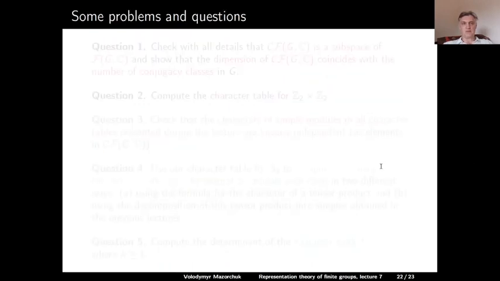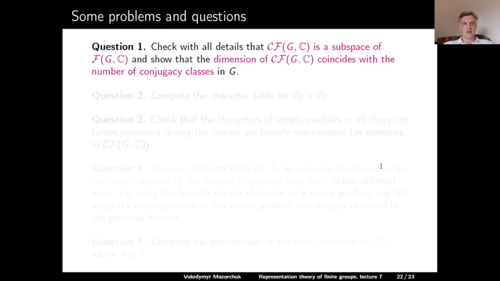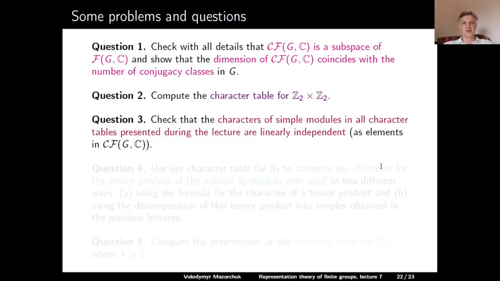So let us end with some problems and questions. Question 1. Check with all details that the class functions form a subspace of the space of all functions and show that the dimension of the subspace coincides with the number of conjugacy classes in G. Question 2, compute the character table of the group Z2 times Z2. Question 3, check that the characters of simple modules in all character tables presented during the lecture are linearly independent as elements in the space of class functions.